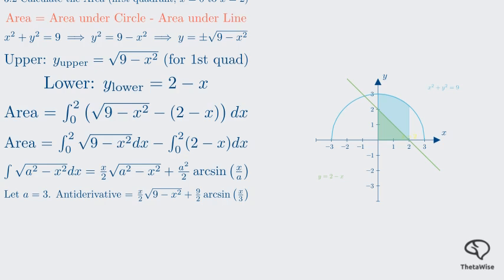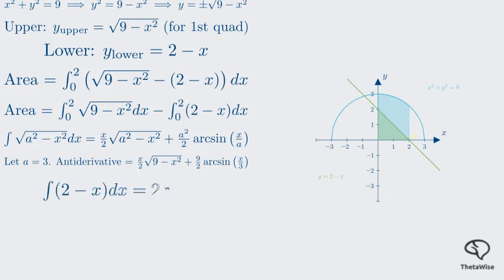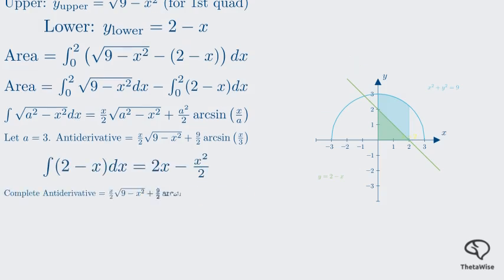Now let's find the antiderivative for the second part. The integral of 2 minus x is 2x minus x squared over 2. Combining them, our complete antiderivative is x over 2 times the square root of 9 minus x squared, plus 9 over 2 arcsin of x over 3, minus the quantity 2x minus x squared over 2. Now we plug in our limits, 0 and 2.